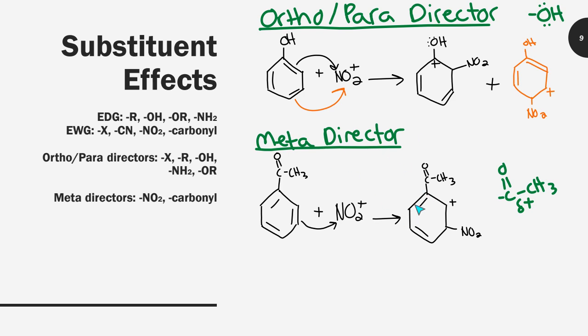So this is a meta director because if I add the nitro group to the meta position, I get the positive charge here, which can then go here and here, but it never ends up on this carbon where it would make that unstable bond strain. So that's why this is a meta director. So meta directors will have the partial positive charge, and then ortho-para directors will have lone pair of electrons. Make sense?